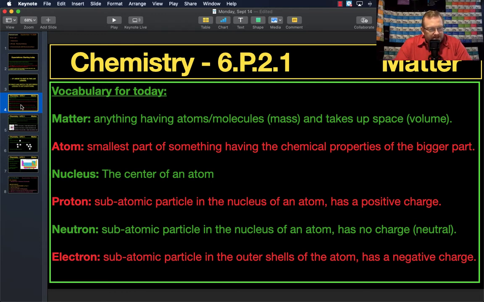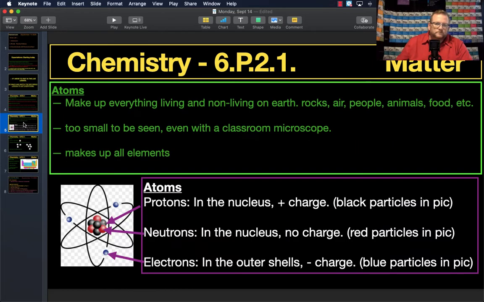The nucleus, that's the center part of an atom. Proton, that's one of the 2 subatomic particles in the nucleus and has a positive charge. Neutron, it's a subatomic particle in the nucleus that has no charge. An electron, subatomic particle in the outer shell of the atom and has a negative charge. So I'll get more into that in a minute. I just wanted to let you know these are your vocabulary for today.